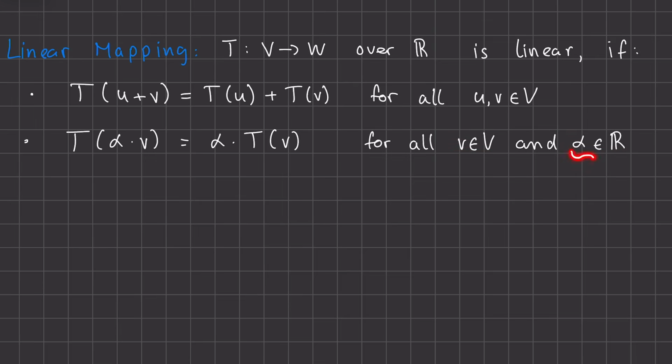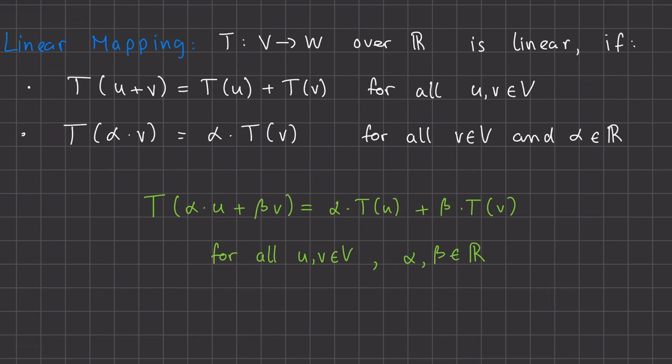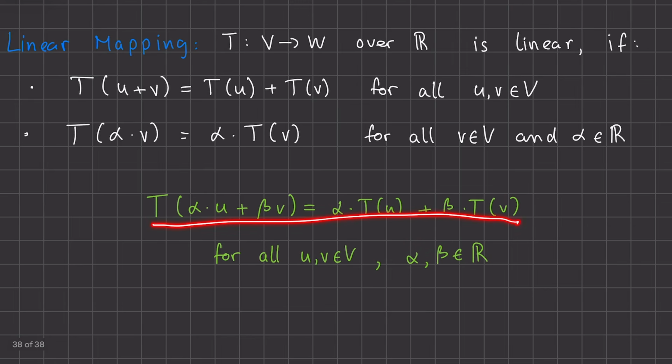And our scalars come from the set that our vector spaces are defined over. Together, both of these conditions can be combined into one equation, this one here. We have the scalar multiplication and the addition being defined in one rule. And if you are able to show that this equation holds for all vectors in our domain and all scalars, then you've shown that a mapping is linear.